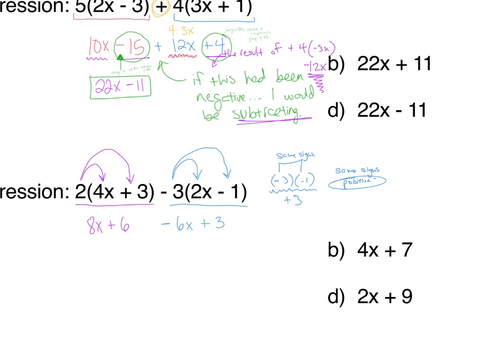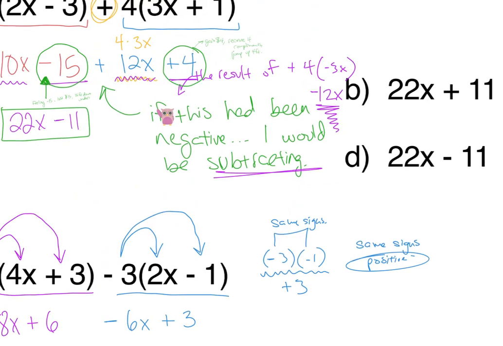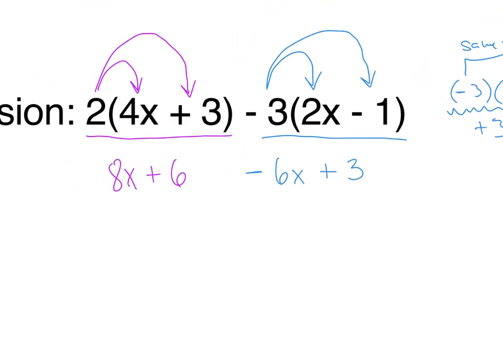So they will end up being positive. Okay. Now up here, when I said if the result of this had been negative, I would be subtracting. Guess what? The result of negative 3 times 2x is negative. So I am subtracting now. Am I subtracting the whole thing? Not right now. I'm just subtracting this part. Why am I not subtracting the whole thing? Because I distributed already, okay?